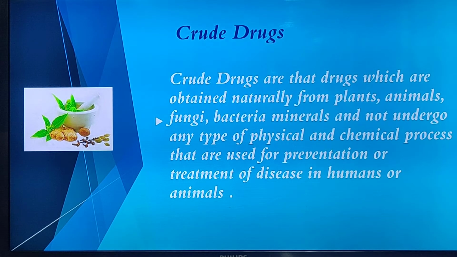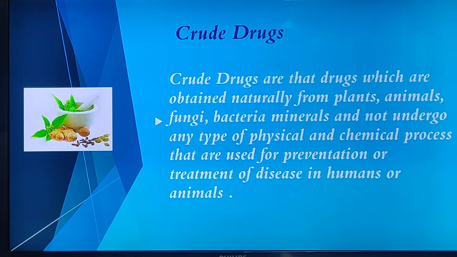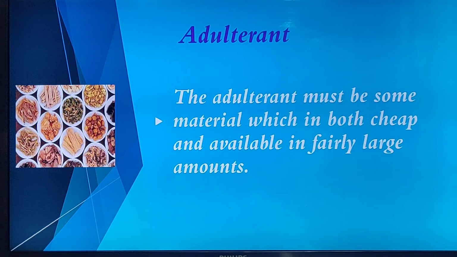Crude drugs are those drugs which are obtained naturally from plants, animals, fungi, bacteria, and minerals, and do not undergo any type of physical and chemical process, that are used for prevention or treatment of disease in humans or animals. Now we can see adulterant. An adulterant must be some material which is both cheap and available in fairly large amount, and added to the original medicine to create adulteration.